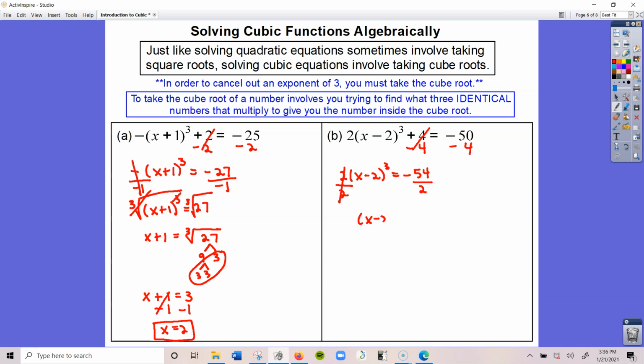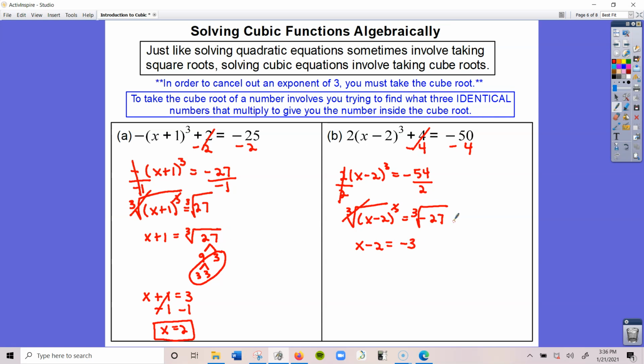So (x − 2)³ is equal to −27. Next, I would cube root both sides here. So x − 2 is equal to... now we have a negative inside of this radical. That means that my answer will be negative. We already found the cube root of 27 over here, which is 3.